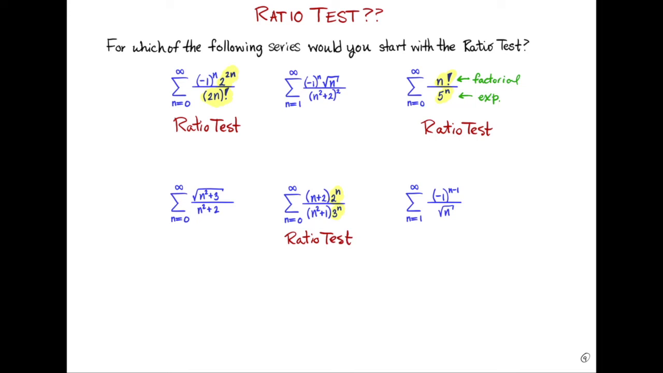For the other three that we would not use the ratio test on, two of them are alternating. We could use the alternating series test on the top row middle and then on the bottom row far right. And for the remaining one, comparison test.